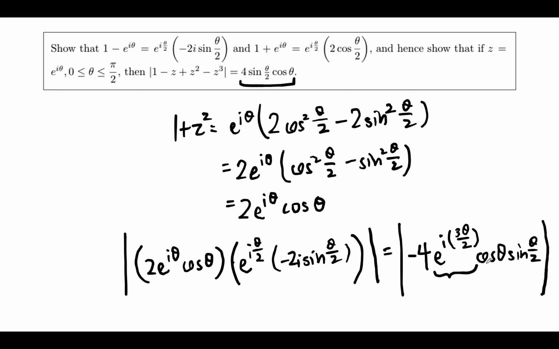So everything else must be part of the modulus. So the modulus of this is simply the modulus of everything excluding the complex number, which is equal to 4 cosine theta sine theta over 2. And we've shown the identity. Okay, so this is one of the hardest possible questions they can ever test to do with trigonometry. So don't worry if you can't solve it.